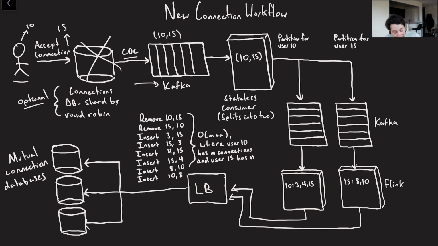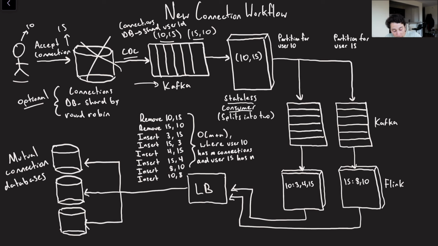Now the first thing that's going to happen is we're going to receive this by a stateless consumer. Now note that I technically need to add 10, 15 to our database, but also I probably want to add 15, 10. The reason being that we want to eventually have some sort of connections database for first degree connections, and we want to be able to shard that by user ID. And so ultimately we're going to have to add both of those rows so that they can go in both of the appropriate shards.